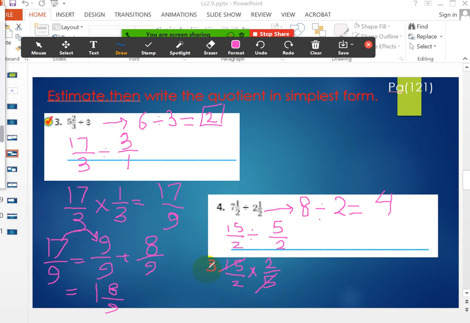And 5 divided by 5 equals what, Selma? 1. Very good. 2 and 2 also have the same common factor, which is 2, right? Because it's the same number. 2 divided by 2 equals 1. Also here 1. Now let's find the answer. 3 multiply 1 equals 3. Very good. 1 multiply 1 equals 1. So 3 over 1 equals 3. Thank you so much, Selma.